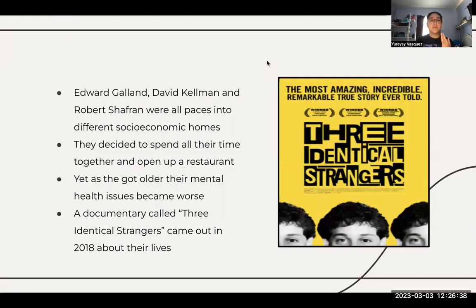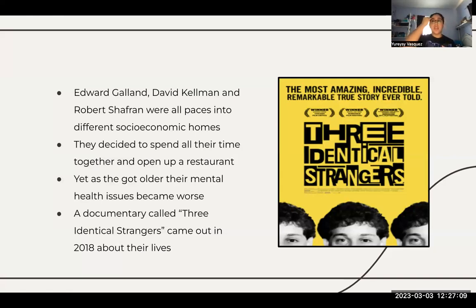Edward Gallen, David Kelman, and Robert Shafran, though, in the adoptive studies, were raised in different socioeconomic homes. So basically, Robert Shafran, Bobby, was put into an affluent family. Edward Gallen was put into a middle class family, and then David Kelman was put into a blue collar family. And as they got older and they got closer, things started changing. They started having a lot of fights, and just a lot of disputes. Even though they opened up a restaurant together, that's when they were told they were part of a study.